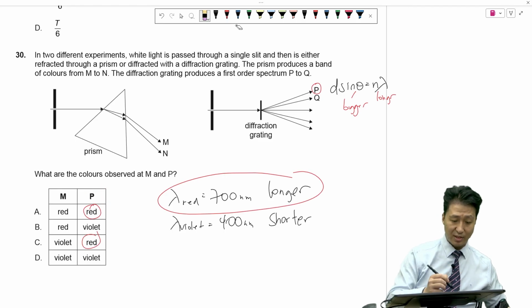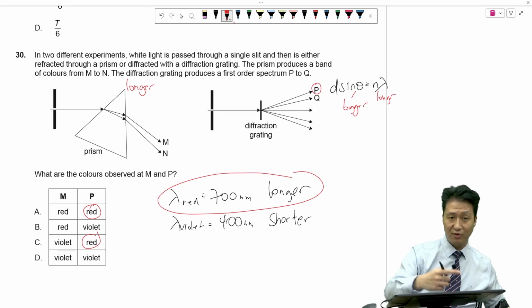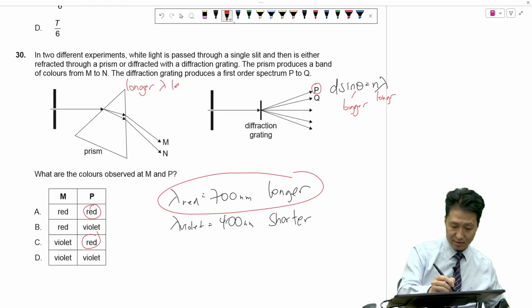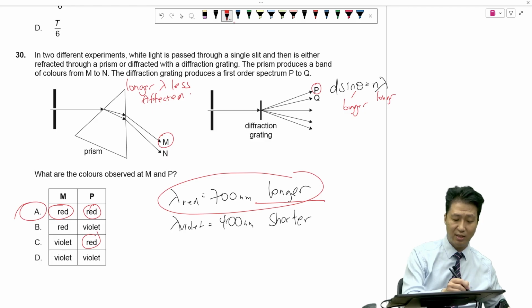What about prisms? In prisms, longer wavelengths are less affected by the refraction, right? So they have lower refractive indices, so less affected. That means they bend less. Look for N. M bends less. It is also a longer wavelength. It is also red. The answer should be A.